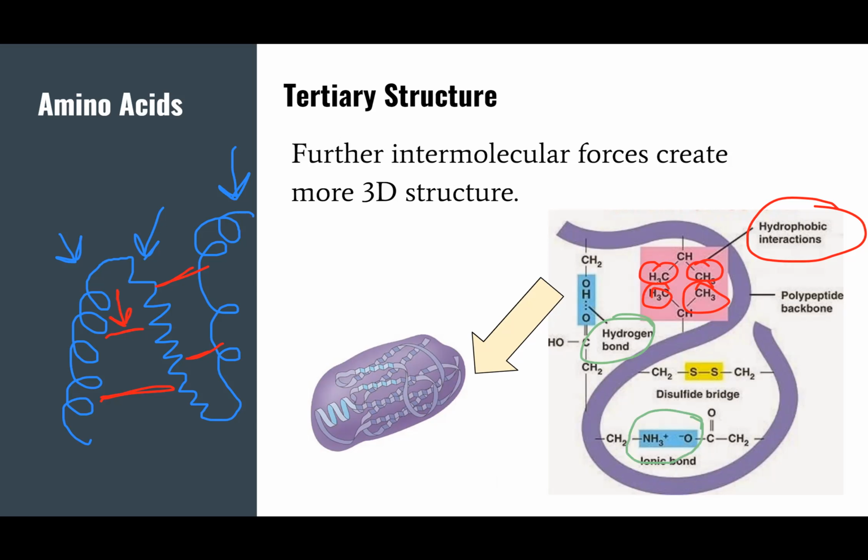But then you have these disulfide bridges. This is where sulfur comes in, where that sulfide functional group that we were talking about forms a disulfide bridge. The sulfur is going to be attracted to itself and create a chemical bond that helps establish the structural integrity for the protein.